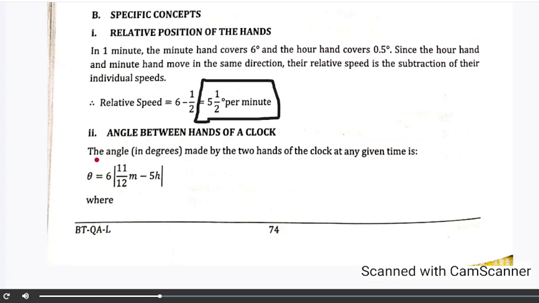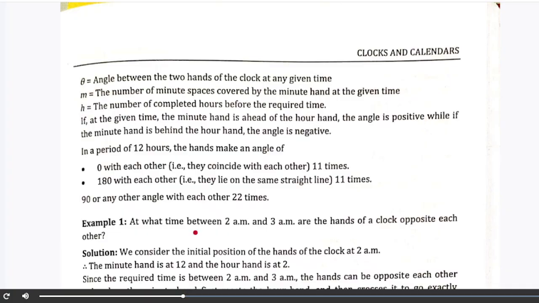The angle, it's a formula which you guys have to learn. It's a very good formula, a very important one. Theta, that is the angle between the two hands, hour and minute hand, is equal to modulus of 11 by 2 into m minus 30 h. This bar, modulus, means anything which is in between the modulus will be taken as positive. I hope it is clear till here. Okay.